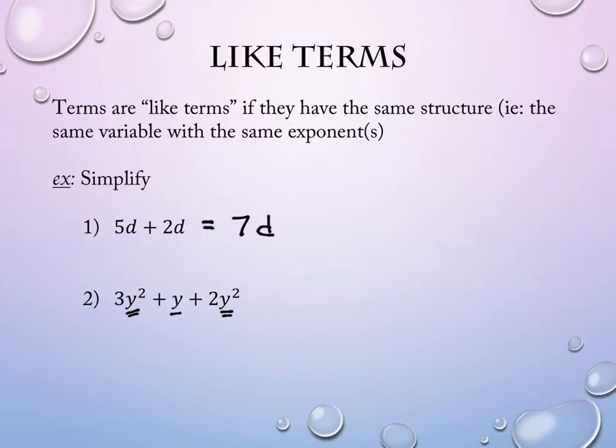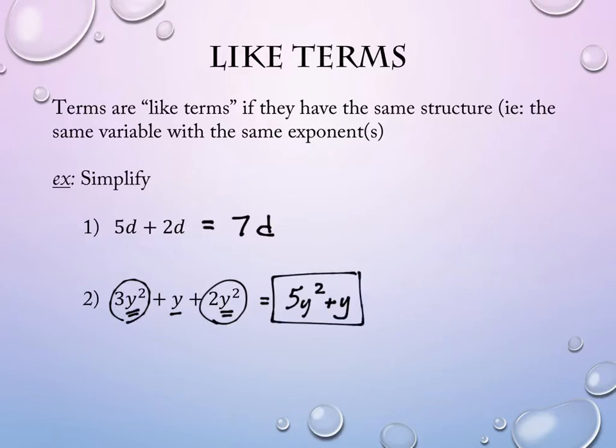If you were to think about some visual imagery for them, y is a one-dimensional piece, like length. Y squared is two-dimensional, like area. I don't add length and area together. That doesn't make sense. So they're not like terms, but the y squared terms are like terms. They're both y squared, so I can combine those pieces. So I have 3y squared and 2y squared, which would be 5y squared. And the piece that doesn't combine simply gets added on to the end, plus y.